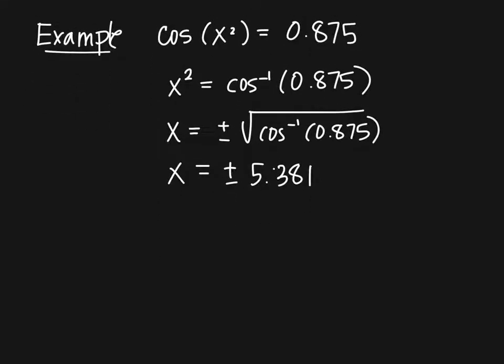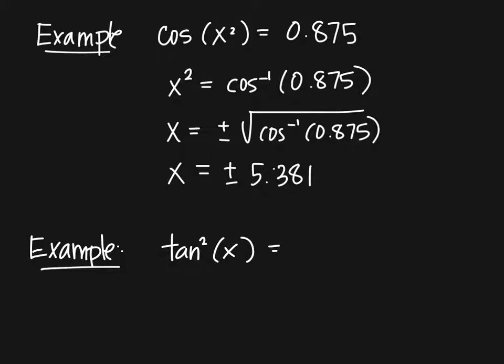Our last example looks like this: tan squared x equals 3.932. Actually, tangent will work with a number higher than 1, so let's get wild and crazy. What do we get rid of first? The square first. The square is written there. We have to get rid of it before we get rid of tan.